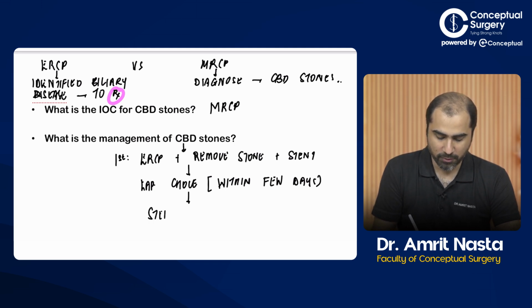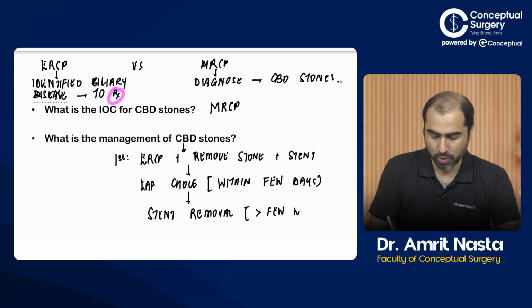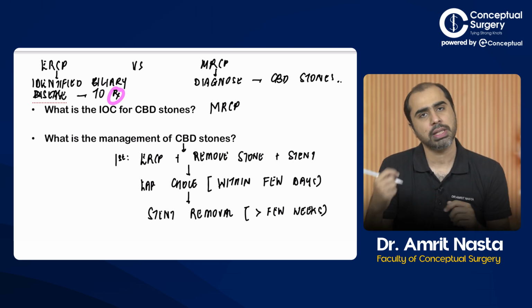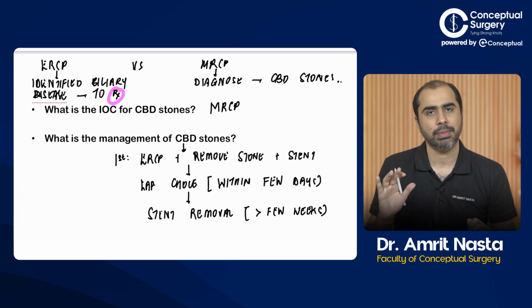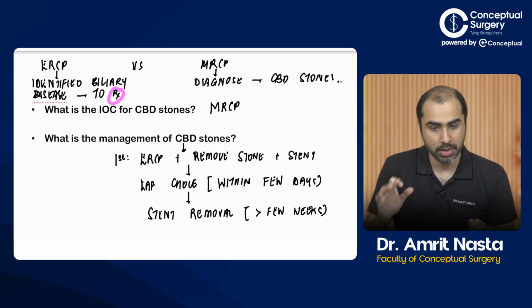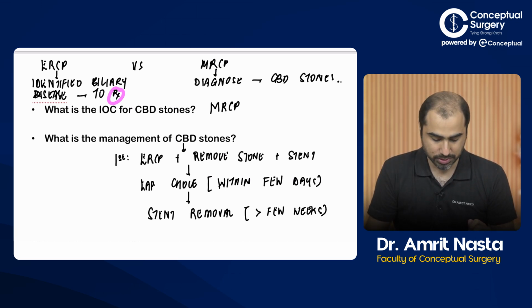Later you will do the stent removal. If you have placed a stent, you can remove the stent after lap chole, usually after a few weeks. So first do the lap chole, then after a few weeks call the patient again for an endoscopy and just remove the stent. That time you don't have to do ERCP again. You just have to remove the stent, right? So that is how you will manage CBD stones.